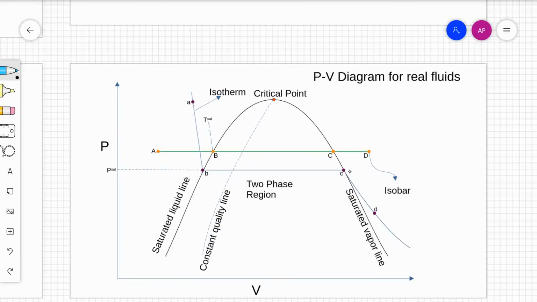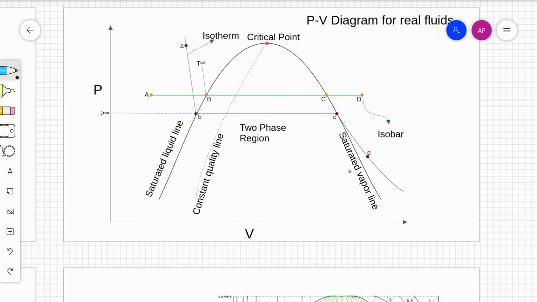Now, as discussed earlier, small letter a, b, c, d. This is an isotherm. What is an isotherm? Isotherm is a constant temperature line. If a liquid at a is taken and it is depressurized, it will follow the line a, b, c, and d.